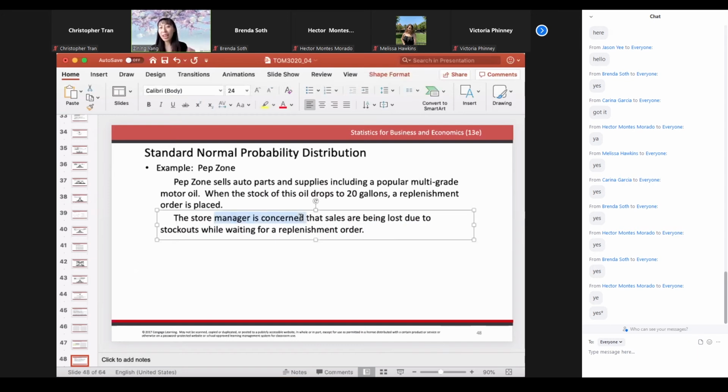But what the manager is concerned about is that if a customer walks in and says, I want 21 gallons, you will have to say, well, I'm sorry, I only have 20. I don't have that much. And then maybe the customer will just turn around and go somewhere else, right? Or if someone comes in and says, I want to buy 25 gallons, but I only have 20, and then he's not happy. No, I'll go somewhere else, right?